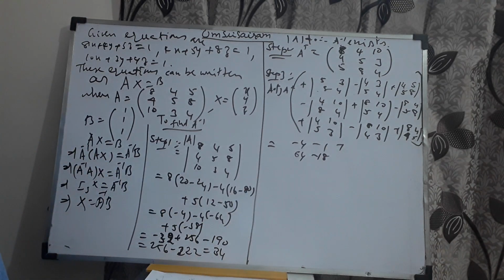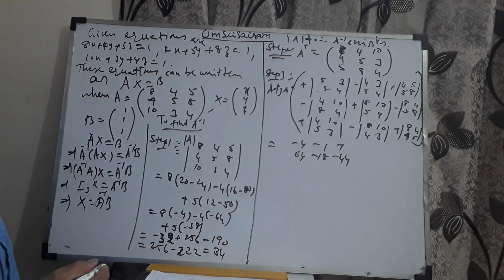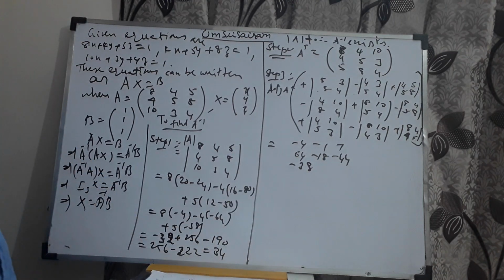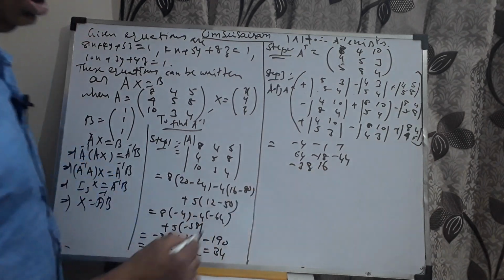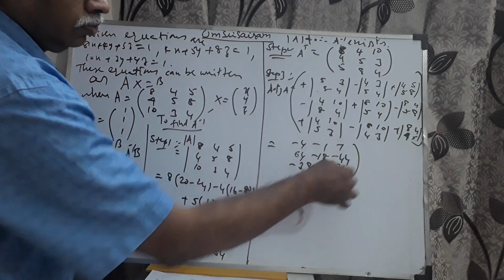Then of course 64 minus 20, there is a minus sign, minus 44. 12 minus 50, it will be minus 38. Then of course 24 minus 40, this will be plus 16. And of course 40 minus 16, this will be plus 24.